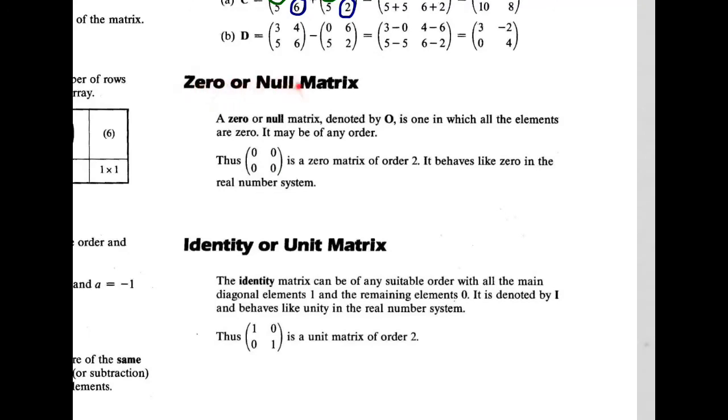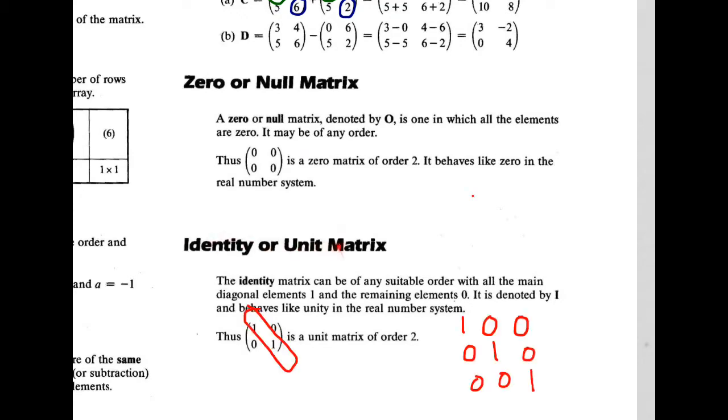A zero or a null matrix, what do we mean by that? If all the elements of this order 2 by 2 are equal to 0, this is a null matrix. In this case, this matrix will behave exactly like a 0. So it will add like a 0, it will multiply like a 0, and this is what we call a 0 matrix.